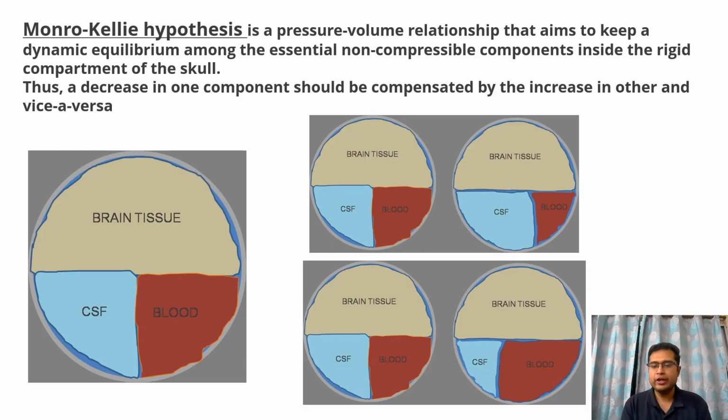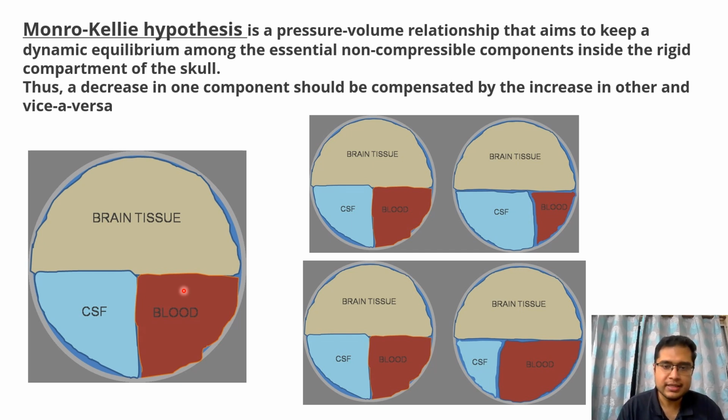To understand the imaging features of idiopathic intracranial hypotension, we first need to understand what exactly the Monro-Kellie hypothesis is. According to the Monro-Kellie hypothesis, it is a pressure-volume relationship that aims to keep a dynamic equilibrium among the essential non-compressible components inside the rigid compartment of the skull. So the brain tissue, the CSF and the blood are in a dynamic equilibrium. A decrease in one of the components should be compensated by an increase in the other, and vice versa.